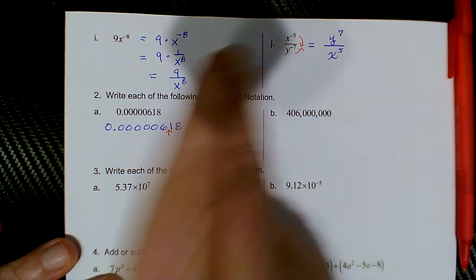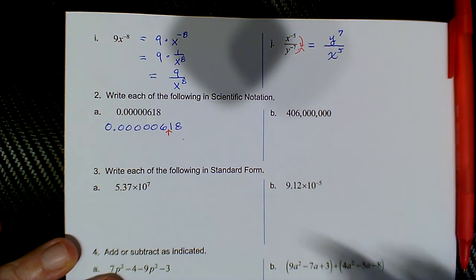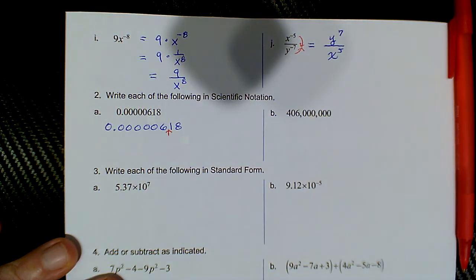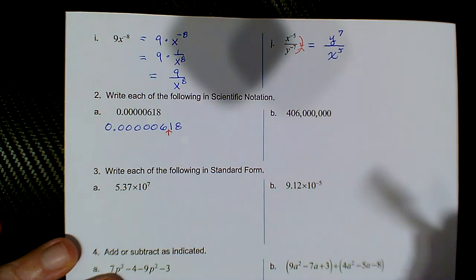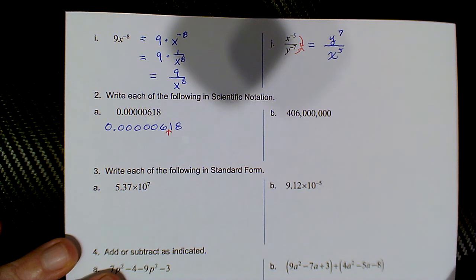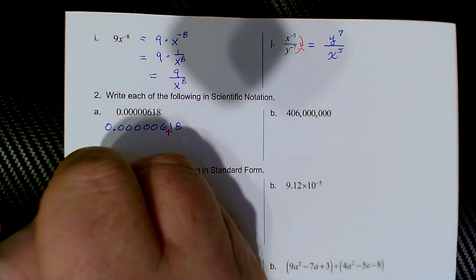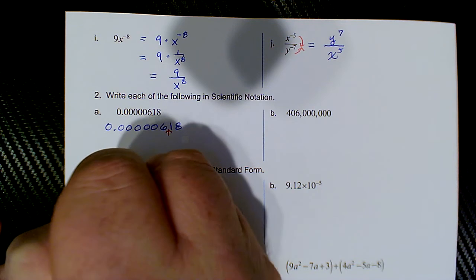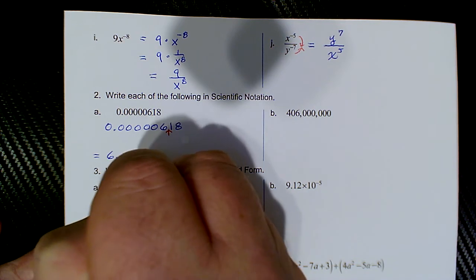And so I want to move the decimal point to where it would be between the 6 and the 1. And then we basically just count. So we could actually start off the answer by saying that this would be 6.18 times 10 raised to some power.